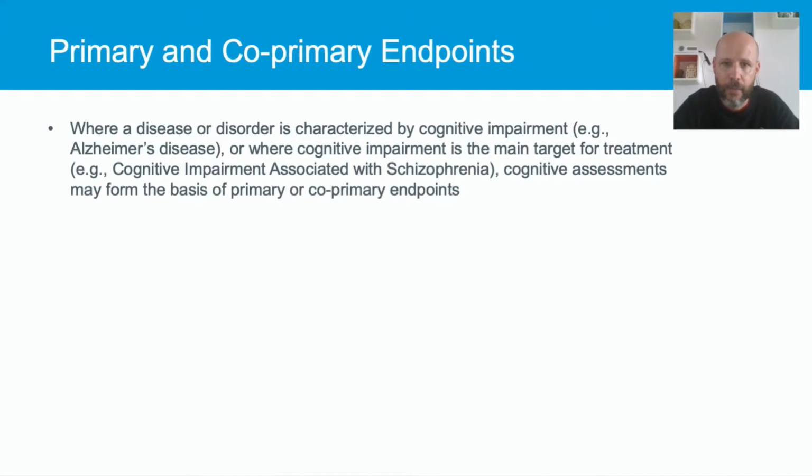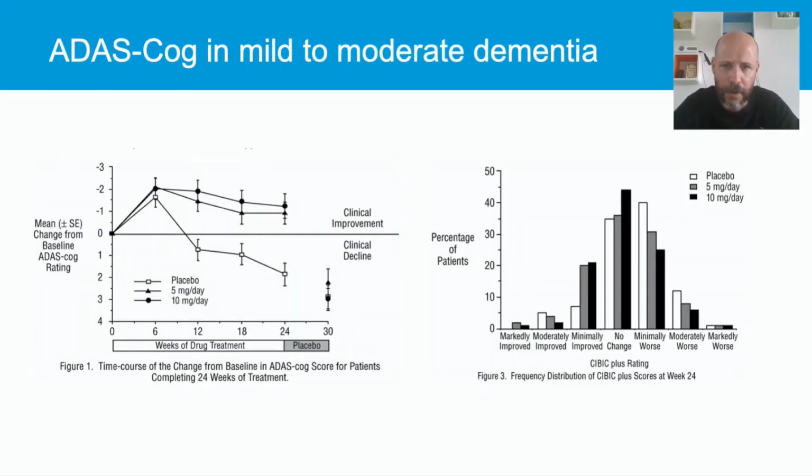In contrast, where a disease or disorder may be characterized by cognitive impairment, and here we think of things like Alzheimer's disease and other forms of dementia, or perhaps cognitive impairment associated with schizophrenia, cognitive assessments there may form the basis of primary or co-primary endpoints in clinical trials. A classic example of this, of course, is the use of ADAS-Cog in mild to moderate dementia.